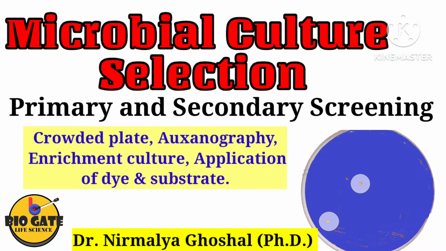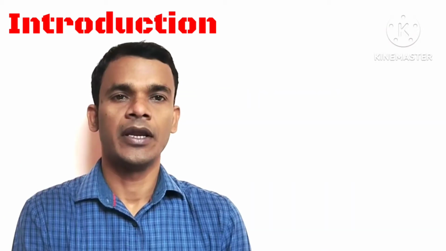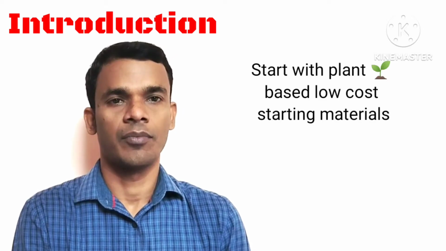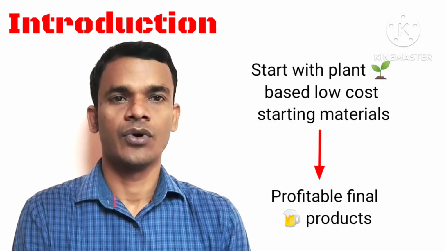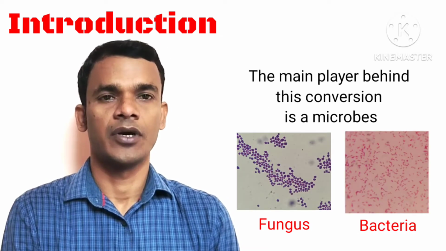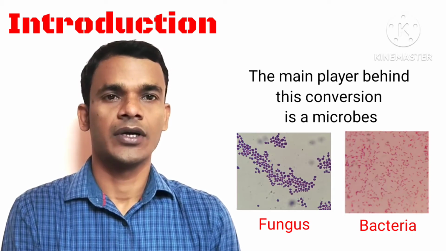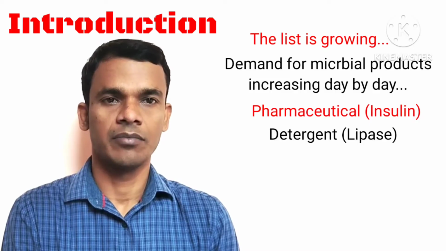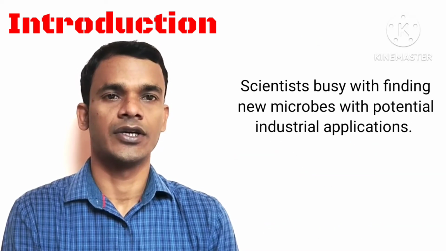Welcome back. In this video, I will discuss the selection process for the isolation of industrially important microbes. The main goal of industries is to convert simple, low-cost starting materials into profitable final products. The main player behind this conversion is always a microbe. It can be a bacterium or it can be a fungus. Each and every microbe has some unique features that can be exploited in the industries.